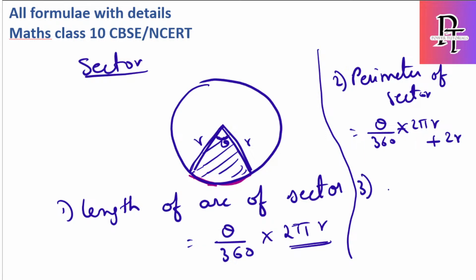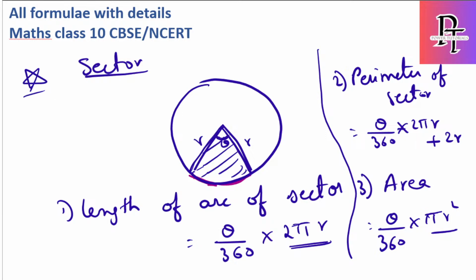And the third one is the area formula. Area of sector is theta by 360 into pi r square. So this is also easy to remember, because area of circle is pi r square, and the portion which the sector has is theta by 360. So theta by 360 into the entire area of circle, which is pi r square. Okay, these are the important formulas for sector.